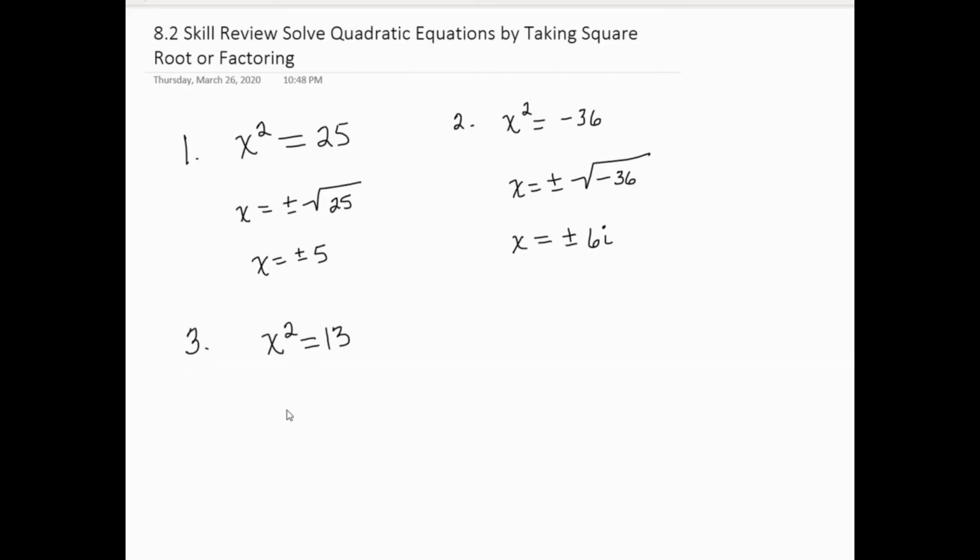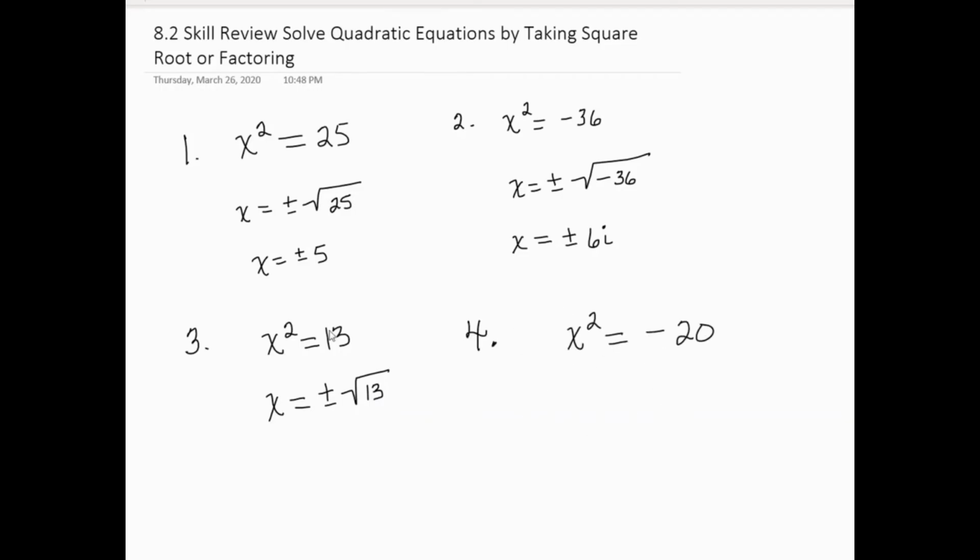Okay, problem 3, I have x squared equals 13. I'm going to take the square root of both sides. So x equals plus or minus the square root of 13. And there's nothing that I can do to simplify that, so those are my two irrational answers.